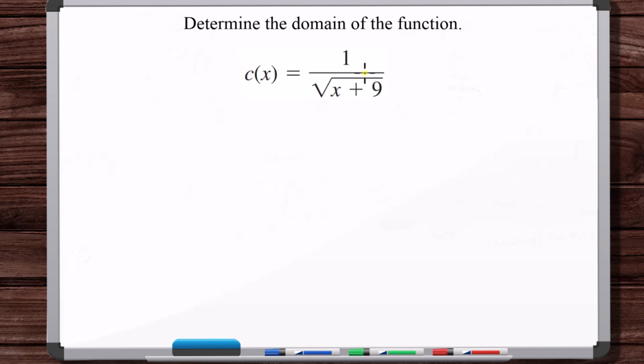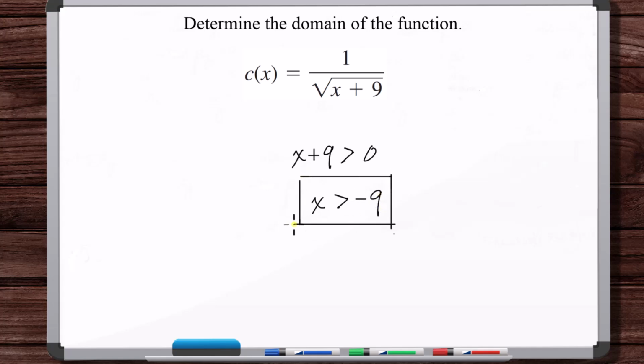Okay, now here we have an even root radical, but we also have a denominator of a fraction. So typically we would say x plus 9 needs to be greater than or equal to 0 for the even root radical, because you can have a 0 under an even root radical. But here we need to say that x plus 9 needs to be greater than 0. So we need to solve this inequality by subtracting 9 from both sides. We see that x needs to be greater than negative 9. That's the domain. You can input any x that's greater than negative 9, and you'll get an output here.